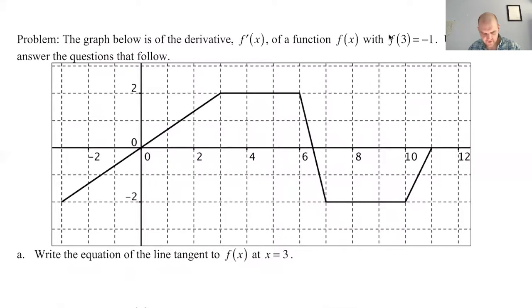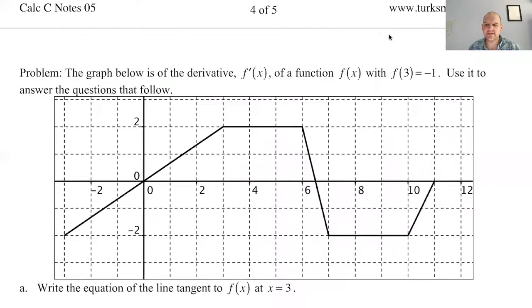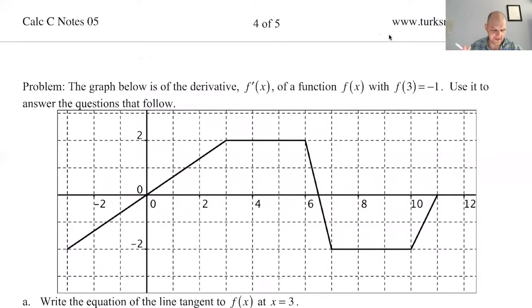The graph below is the derivative f prime of x of a function f of x. I adopted that because the AP exam always does that. It points out that a graph is the derivative like 58 times, and still people confuse it. But anyway, we're looking at f prime.